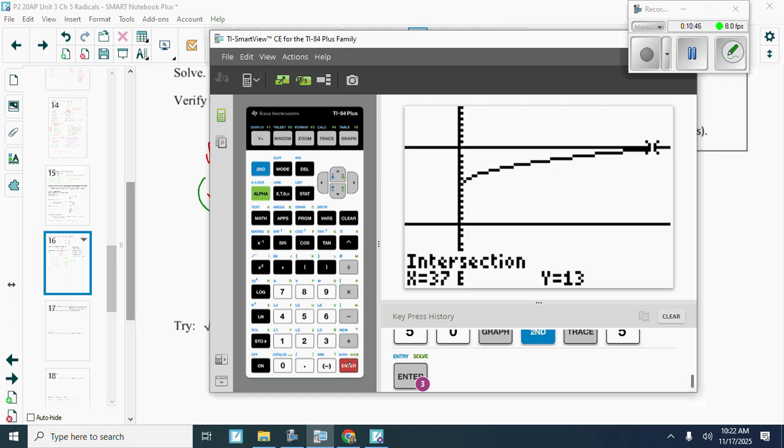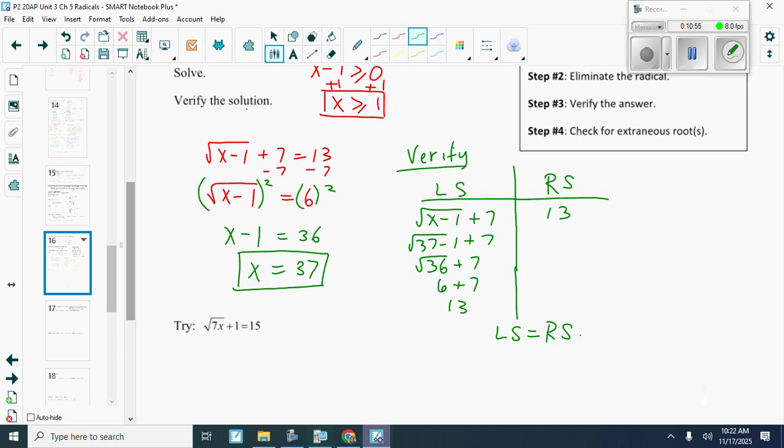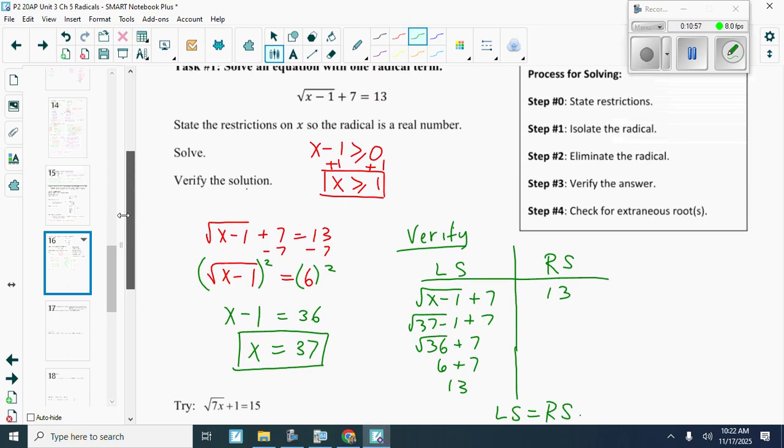Okay, and we're there. You might be thinking, why is y equal to 13? That was just the right hand side of my equation, right? We set everything equal to 13. That's where the 13 came from, and our solution is 37. So if it wants a graphical check, you can do it that way.